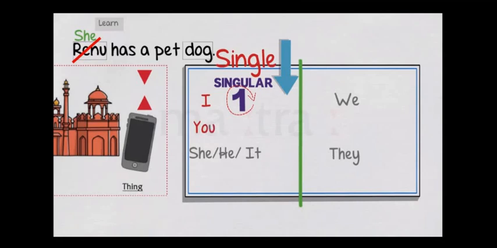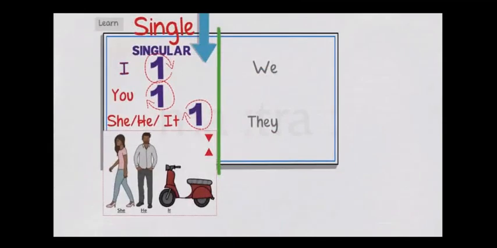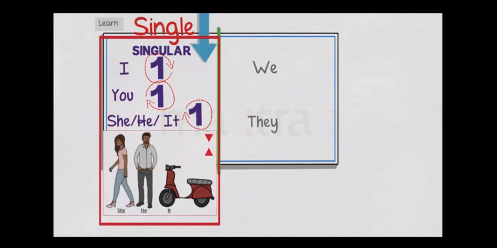You, we are talking about you. You are also just one person. She, he, it. Again, it's one girl or one guy or one thing that we are talking about. That means I, you, she, he, it, or one person, place, thing, all come under the singular column.